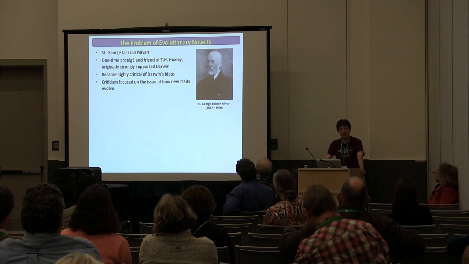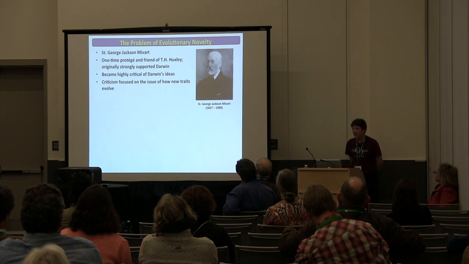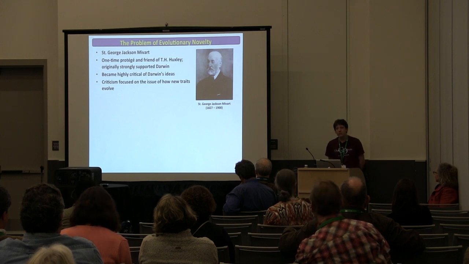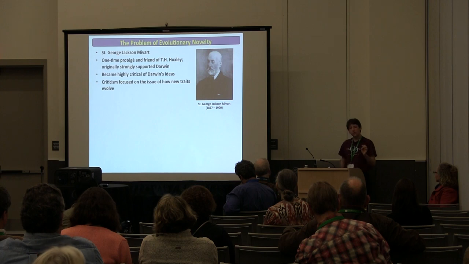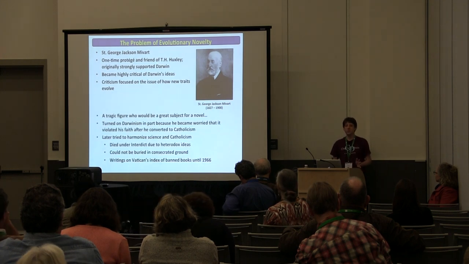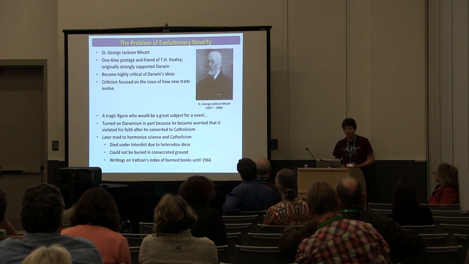He was a one-time protege and very close friend of T.H. Huxley. He originally very strongly supported Darwin, but he then became highly critical of Darwin's ideas, and his criticisms focused on this issue of how new traits can evolve. And before I go on, I'll just have a quick tangent on him, because he's actually someone who really needs to be the subject of a great novel, because he's a horribly tragic figure.